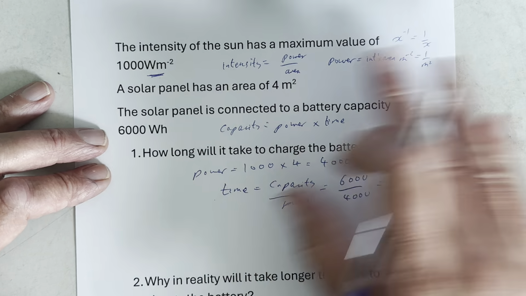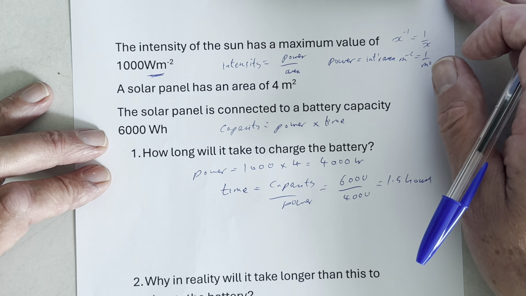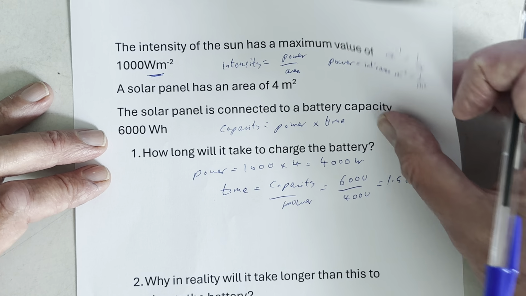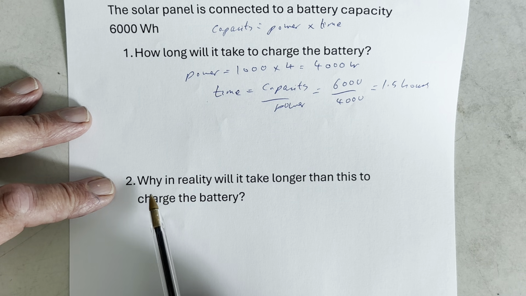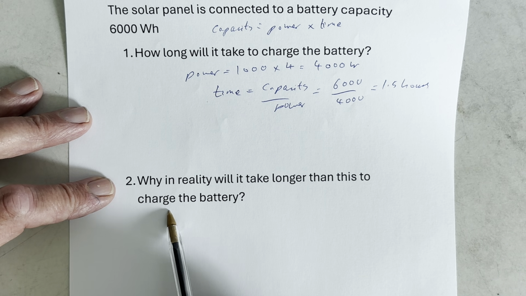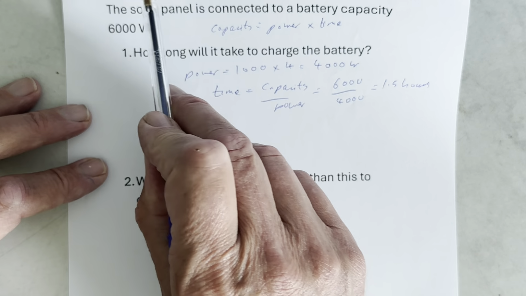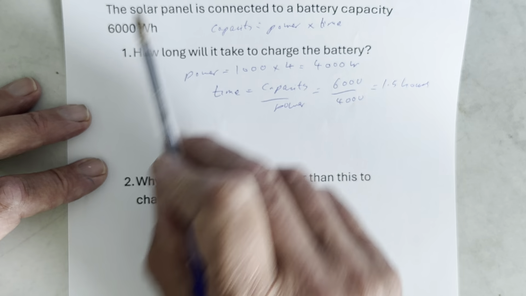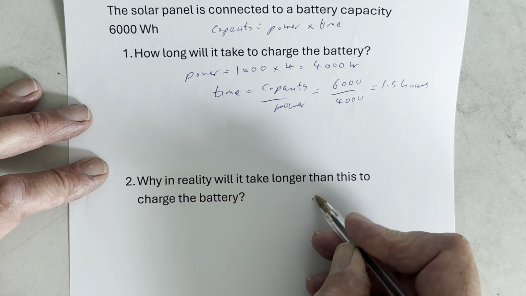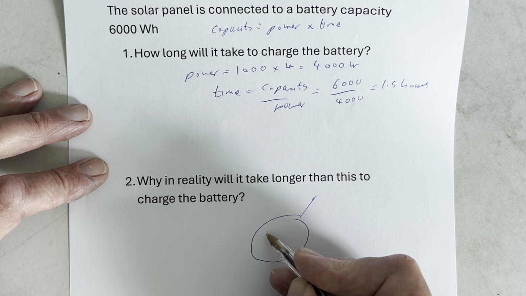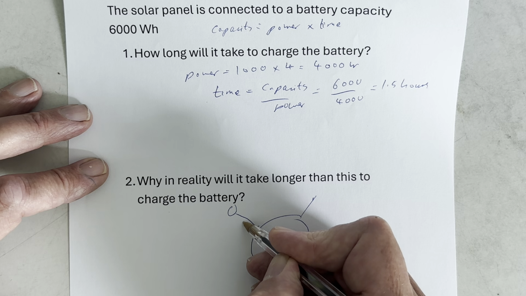So most of what you've been doing in physics lessons is this kind of mathematical reasoning. It's not all about the units, of course, and loads of other things. But then we often get this second part, which I really wanted to emphasise. I won't write it all out, but why in reality would it take longer than this to charge the battery? Well, to start with, we said the intensity has a maximum value of 1000 watts per metre squared. So we only reach that maximum value if you're actually right in the tropics with the sun directly overhead.